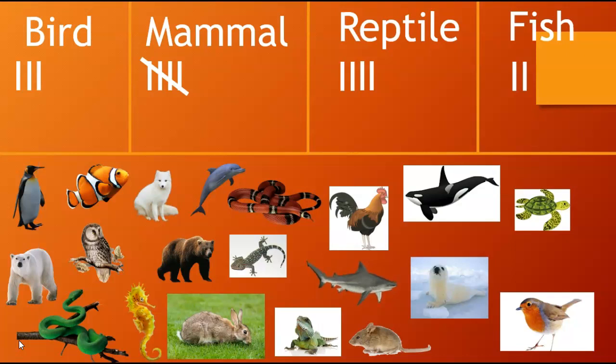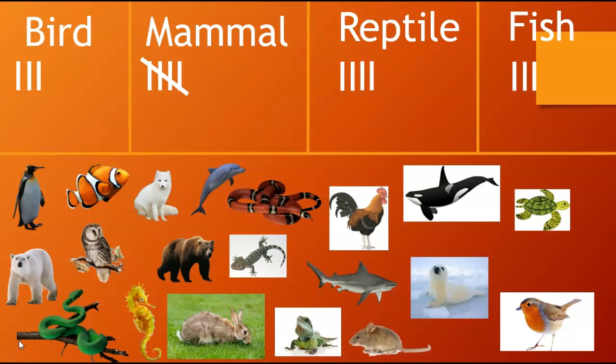This is a bull shark. So the bull shark's gills allow them to live in the shallow, warm waters of the ocean. So it has gills and it has fins, which makes it a fish. So let's put it up here.